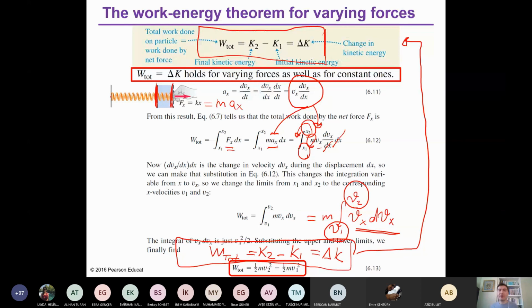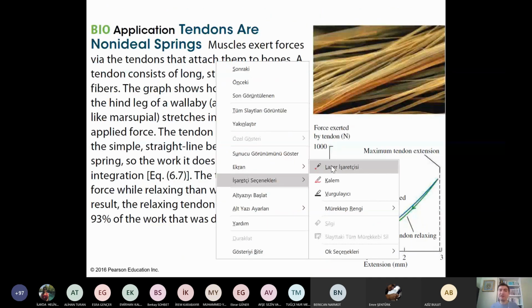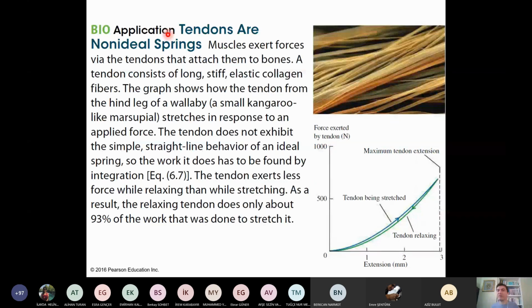Now let me show you a bio application. Tendons are non-ideal springs, so we will consider tendons like springs, okay, but non-ideal springs. Muscles exert forces via the tendons. We have discussed this one during the last lecture. Muscles exert forces on tendons, and the tendons attach them to bones. A tendon consists of long, stiff, elastic collagen fibers.